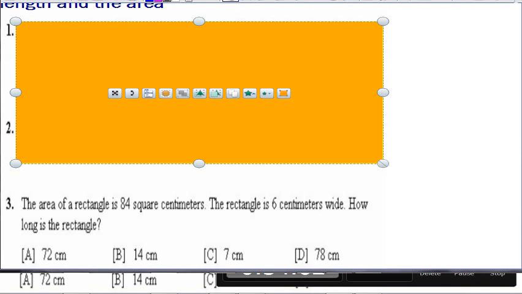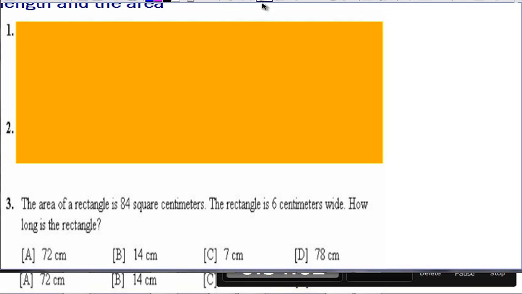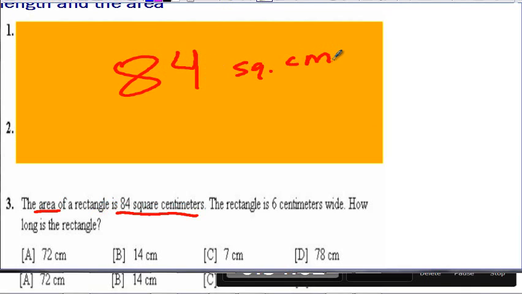So now we're going to do number 3. The area of a rectangle is 84 square centimeters. So the inside part, the shaded part, is 84 square centimeters. The rectangle is 6 centimeters wide. So now they're giving us the width. We need to find the length.